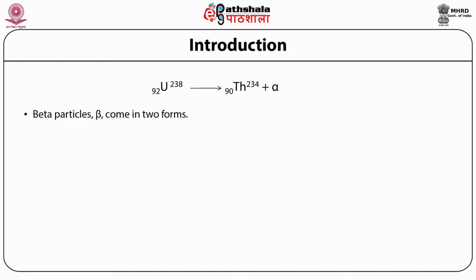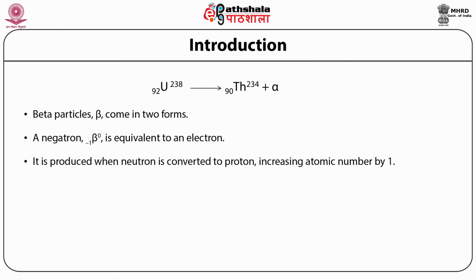Beta particles come in two forms. A negatron, -1 beta 0, is equivalent to an electron and is produced when a neutron is converted to a proton, increasing the atomic number by 1. As shown in the following equation, lead with atomic number 82 and atomic weight 214 is converted to bismuth with atomic number 83 and atomic weight 214, that is, the atomic number increases by 1.